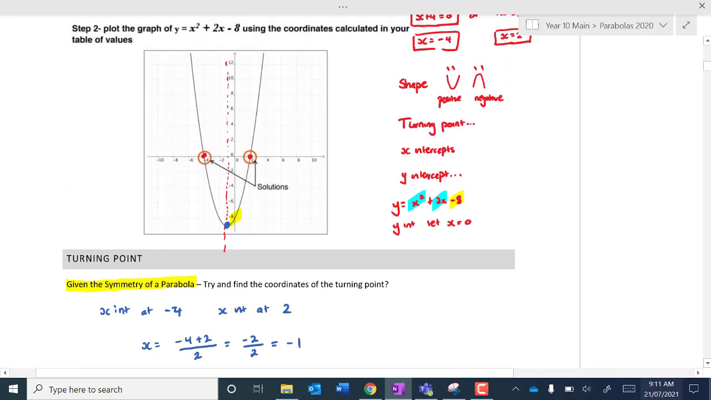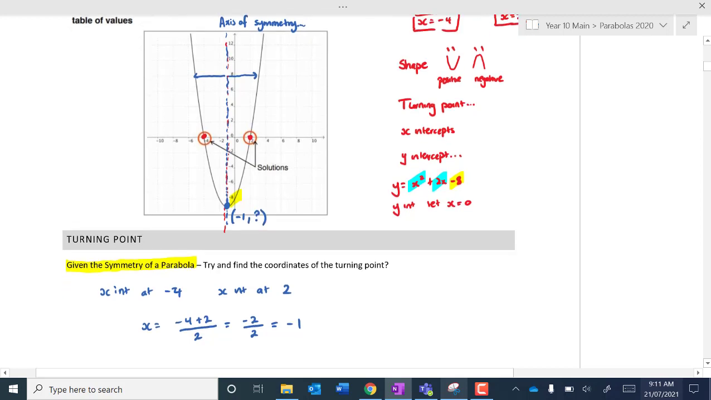You can see that -1 is what we call an axis of symmetry because it's like a mirror image on both sides. Anything on this side of it is also going to be a mirror image on the other side. So this is what we call, for later, the axis of symmetry, and it's always about the turning point. It's symmetrical about the turning point. Okay, so we've found the x part, x equals -1, but of course what we need to do now is find the y. So how do we do that?